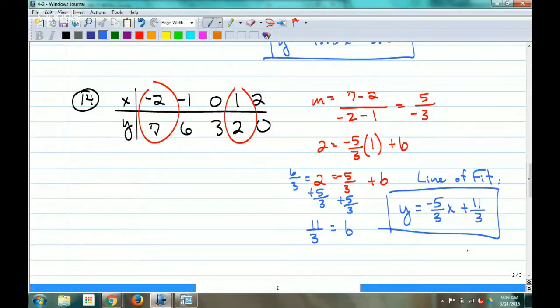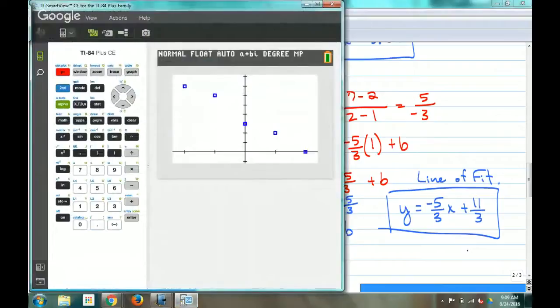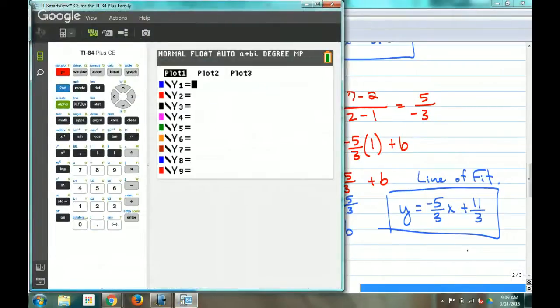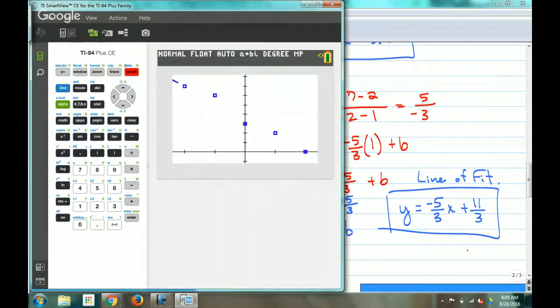And I want to graph that to see how it fits my data. Okay, so I'm going to go to y equals negative 5/3 x plus 11 over 3. Okay, graph. It's not too bad. Kind of nice. All right.